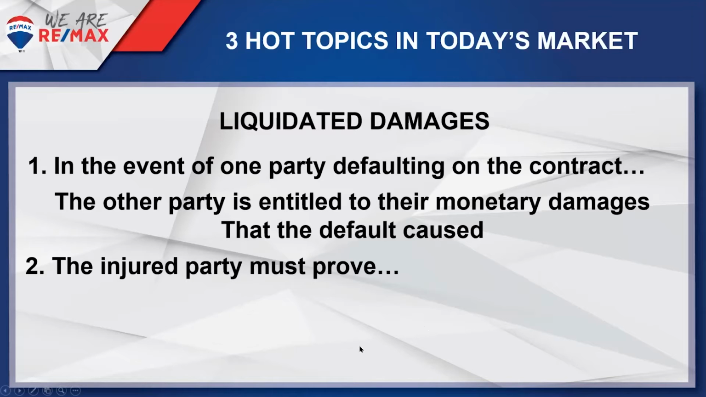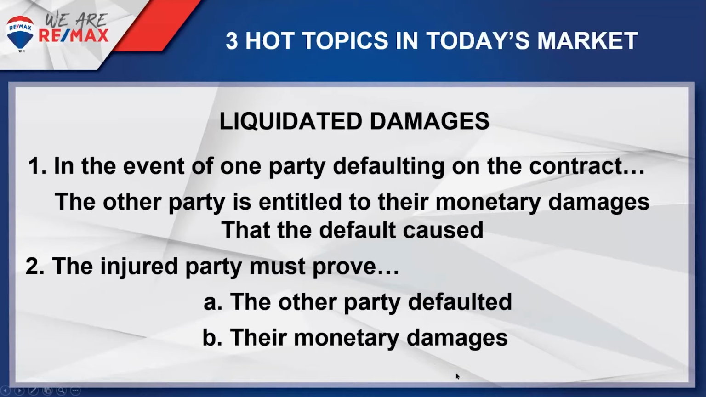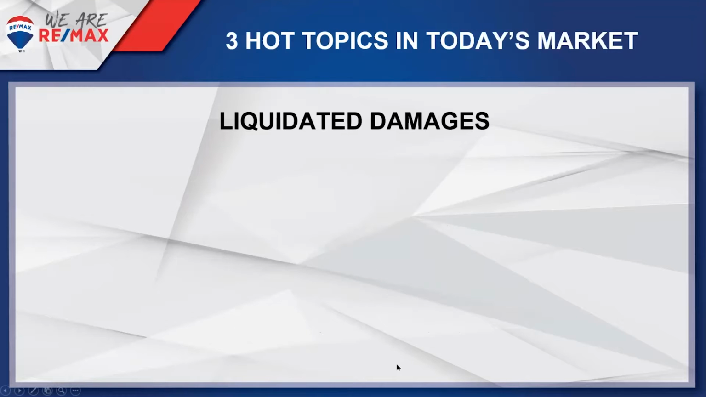The injured party, though, in order to collect damages, must prove that the other party defaulted, and they must prove what their monetary damages are. That can be somewhat problematic in some cases, especially for rather unsophisticated residential sellers. For them to determine exactly what their damages are and to go through the trouble of proving it, going to court with that evidence, maybe having it challenged, can be problematic.